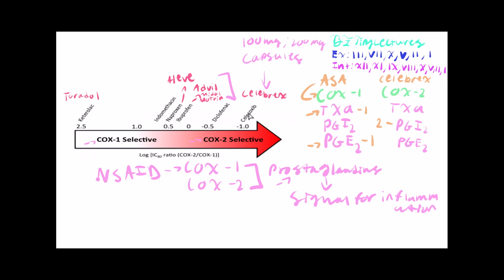So when you use these guys, they're going to have an effect on all of the prostaglandins. So some of them are gonna block thromboxane, some of them are gonna block prostaglandin E2, some of them are gonna block prostacyclin. And that's just kind of the midway point of this spectrum.